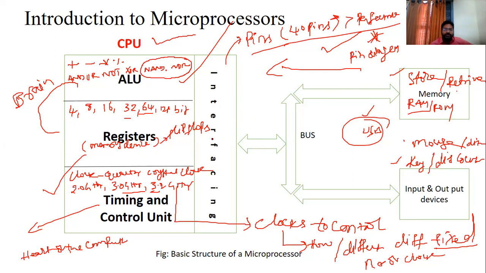So this interfacing unit has some pins. Think of our computer or laptop: we have USB ports, HDMI ports, a power socket and power connector, where you can connect things. All these are connected by using this interface.